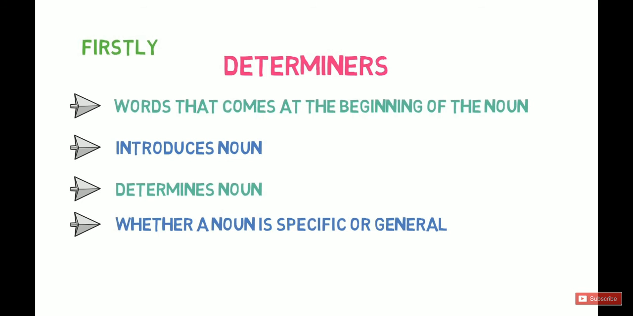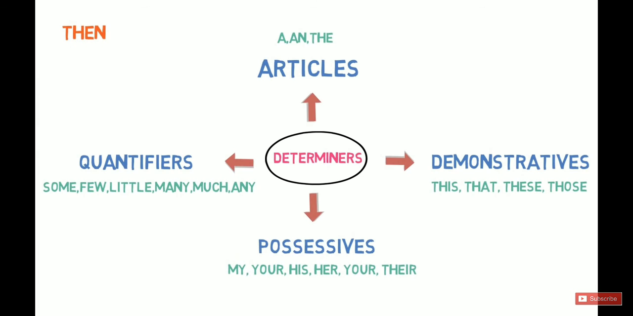Then we saw four different types of determiners with examples. First one, articles, which are a, an, the. Second one, demonstratives, which are words like this, that, these, those. Third, possessives, which are words like my, your, his, her, our, their. And fourth one, quantifiers, which are words like some, few, little, many, much, more. So that's all about determiners in this video.